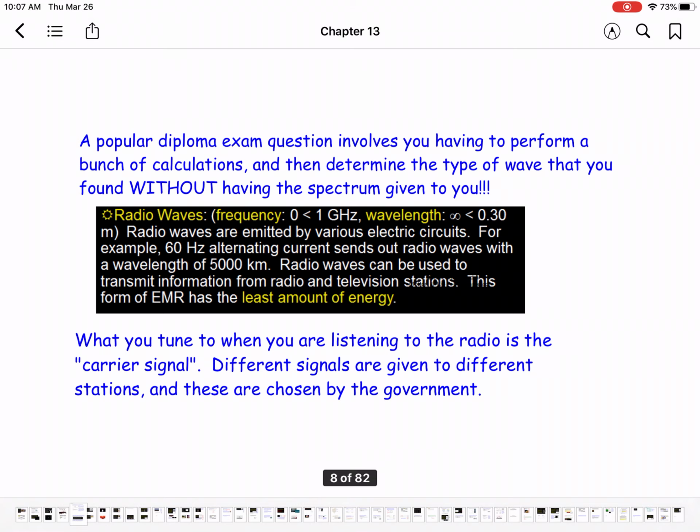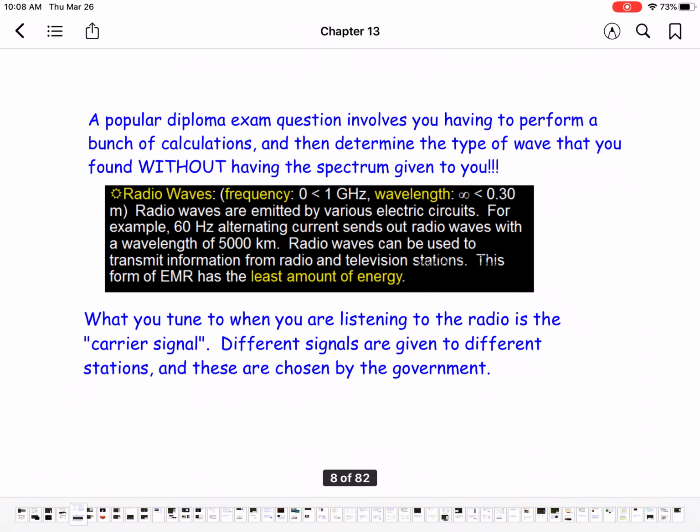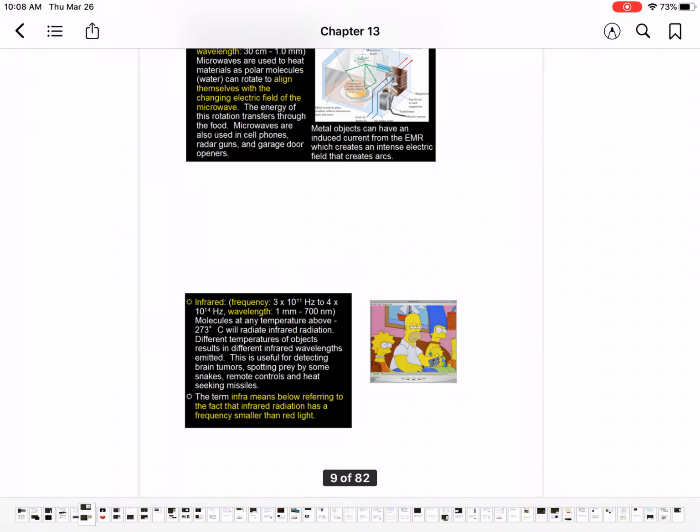Radio waves are emitted by various electric circuits. For example, 60 hertz alternating current sends out radio waves with a wavelength of 5,000 kilometers. Radio waves can be used to transmit information from radio and television stations, and this has the least amount of energy. When you tune your radio, it's the different signals, which is basically different frequencies, and they're chosen by the government. The government says you can use this frequency or this frequency.